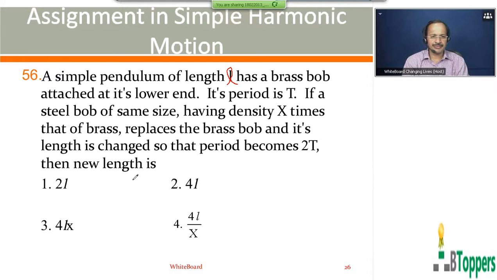Then the new length is, you are given 4 options here. First option 2 into small l, second option 4 into small l, third option 4 into l into X, fourth option 4 into small l by X. Come on, take a pause and finish the question.